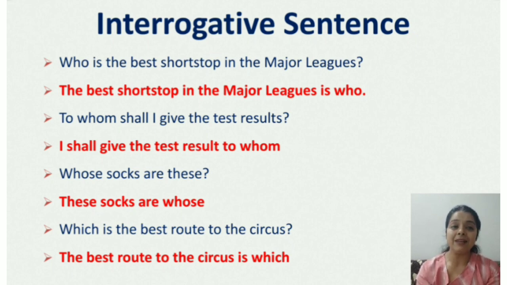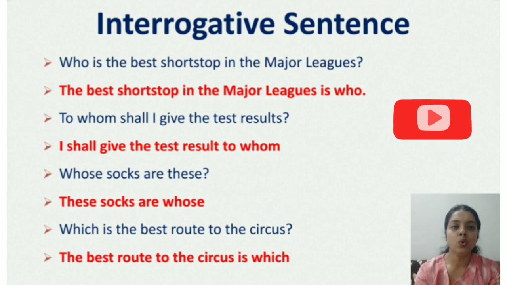To whom shall I give the test results? I shall give the test results to whom? Whose socks are these? These socks are whose? Which is the best route to the circus? The best route to the circus is which? What did you find? And why did I go for changing the interrogative sentence into the assertive one? What's the main reason behind it?